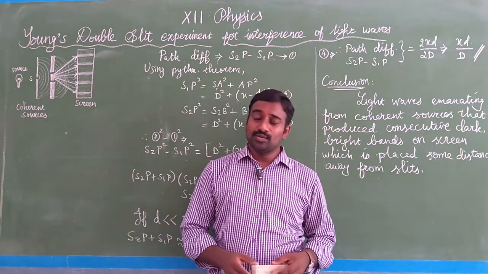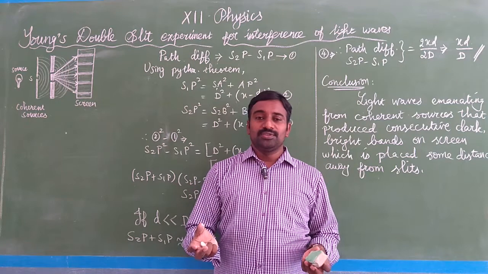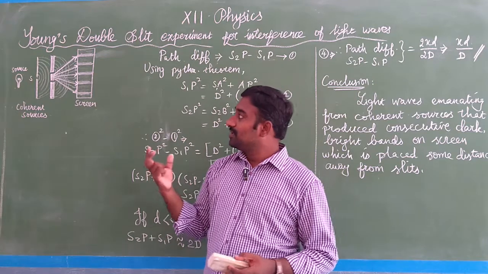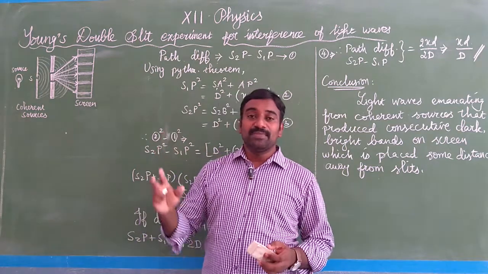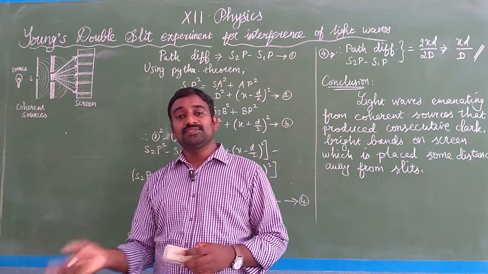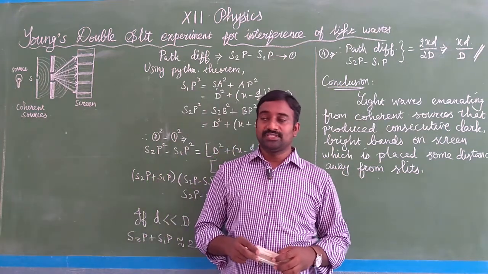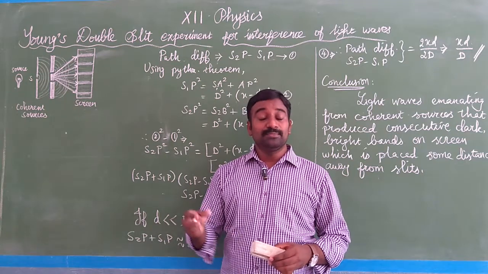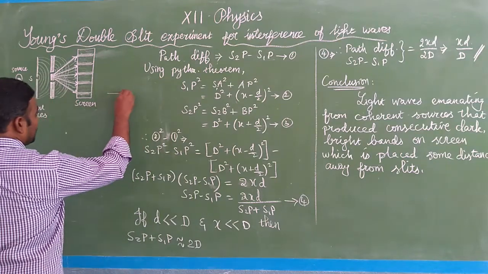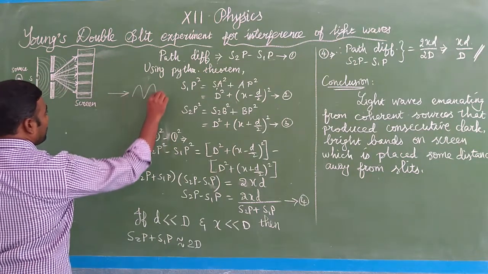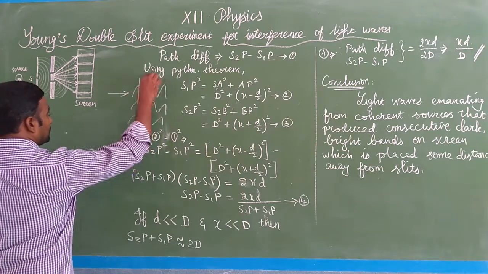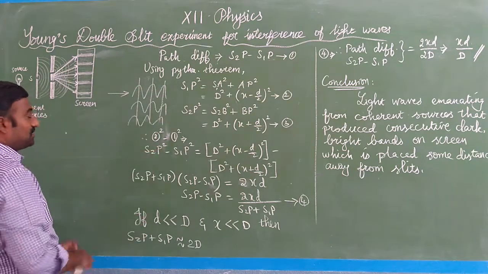What is a coherent source? A coherent source is one where interference can be obtained on a screen. If no interference is obtained on a screen, then such sources are called incoherent sources. An example of a coherent source is laser light, because in a laser all the waves are in the same phase.